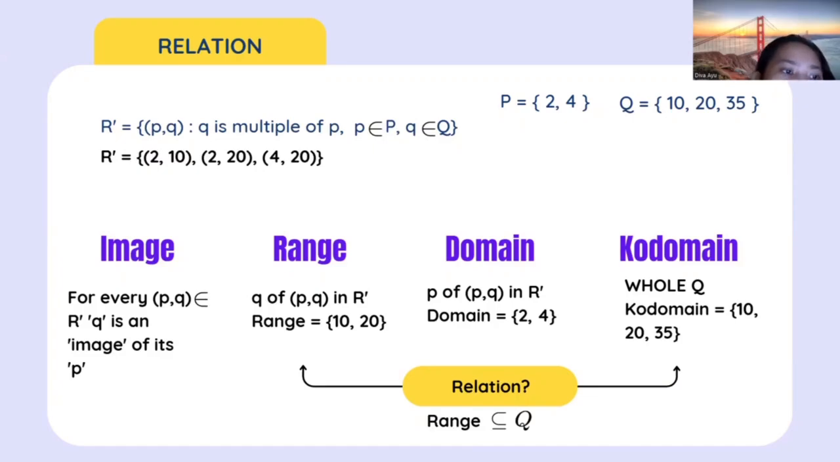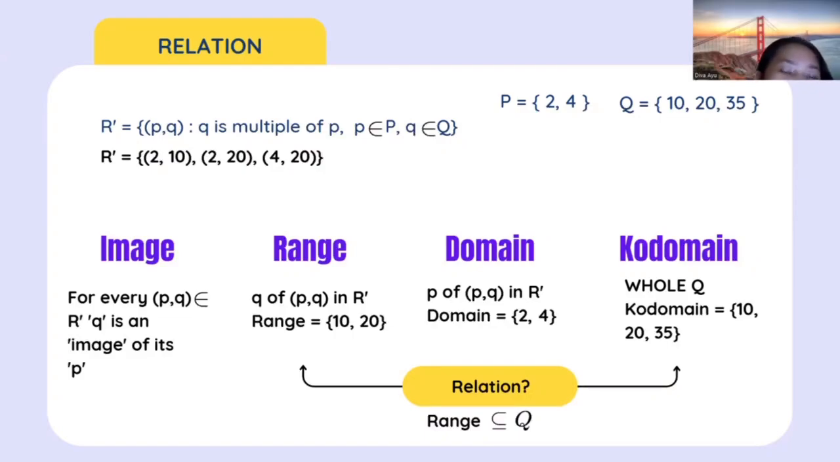Now, it would be very easy to guess what range means. The set of q of all ordered pairs (p, q) in set R dash is called the range. Or we can say that the second element of the ordered pairs in the relation R is called the range. The range contains the elements 10 and 20. So all the first elements form the domain and all the second elements form the range.